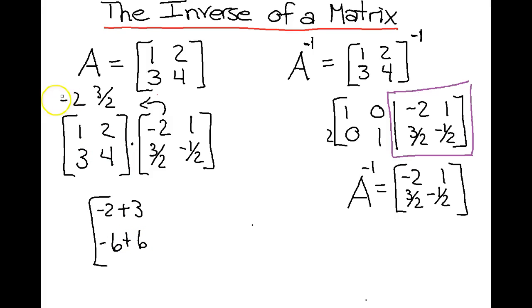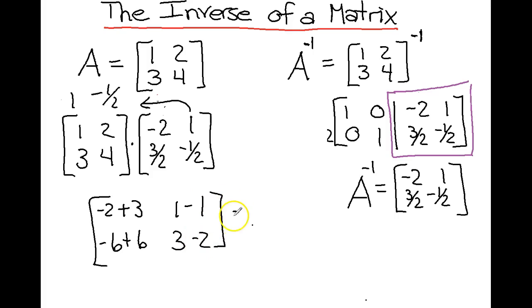Now I'm going to pull out that second column just to test. I pull out a 1 and a negative 1/2. Multiply 1 times 1 is 1. Negative 1/2 times 2 is negative 2/2 or negative 1. Now the second row: 1 times 3 is 3, and negative 1/2 times 4 is a negative 2. When I simplify, I want you to notice I get my identity matrix.